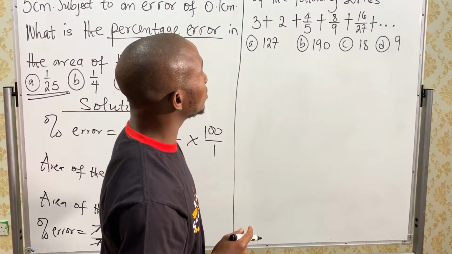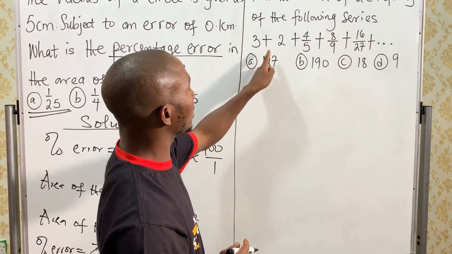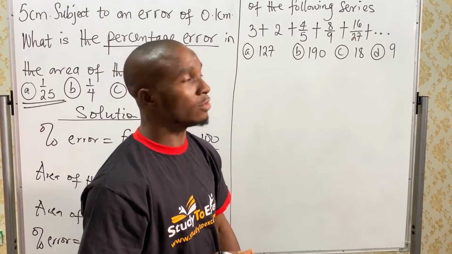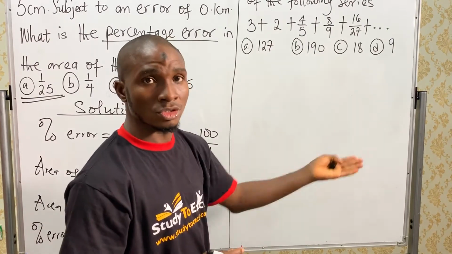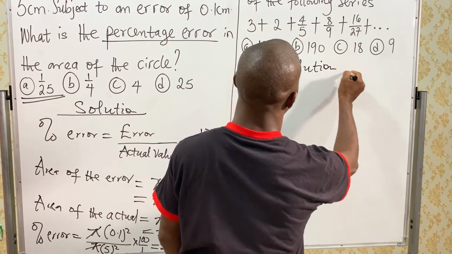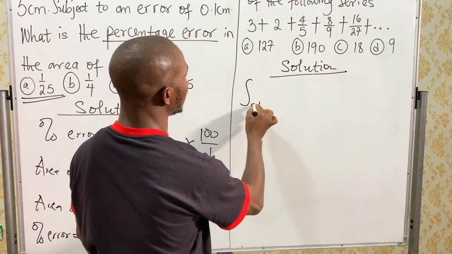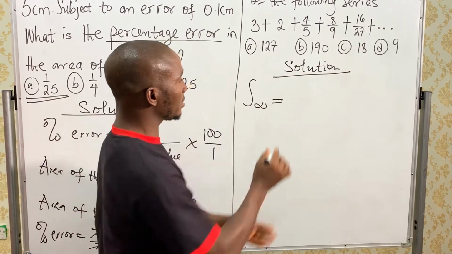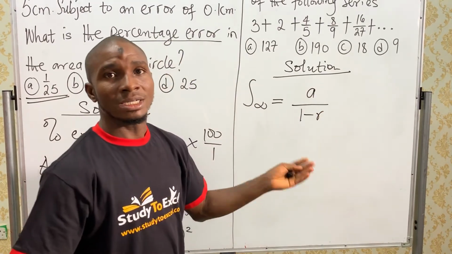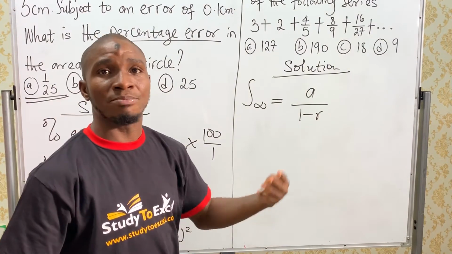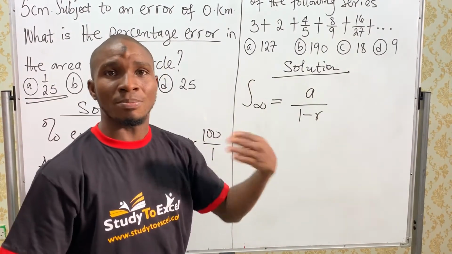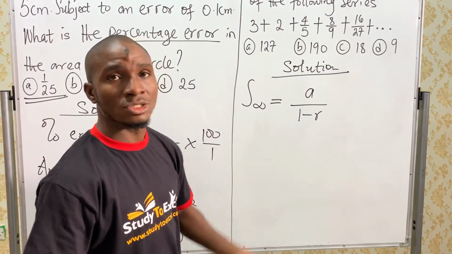Find the sum to infinity of the following series: 3, 2, 4 over 3, 8 over 9, 16 over 27, and it continues. Sum to infinity. Solution. The formula for the sum to infinity is A divided by 1 minus R. Remember, this topic has been treated before in our previous videos when we were treating series and sequence. So you can go back to our previous videos to understand this topic more.